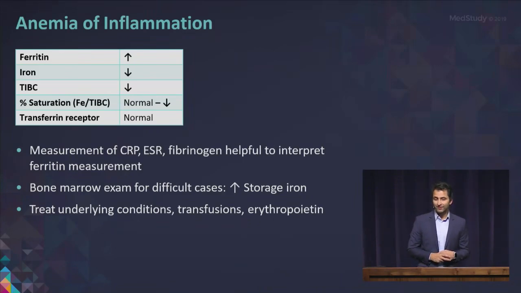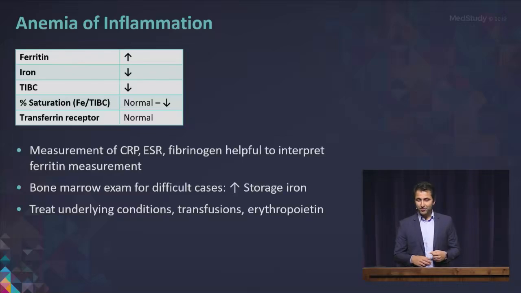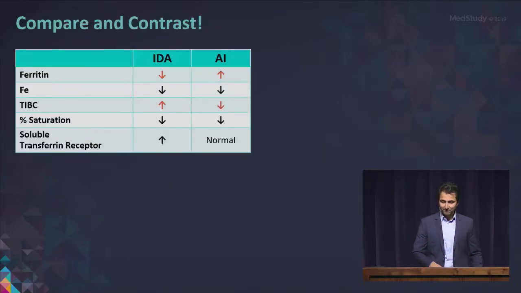And your TIBC is going to be low here. You can check inflammatory markers like a CRP and sed rate to help you support the idea that there's inflammation. Rarely would you do a bone marrow biopsy, and the treatment is really just treating the underlying chronic condition. In some cases, you can use erythropoietin, although that has fallen out of favor due to some issues with toxicities on EPO that we'll talk about.